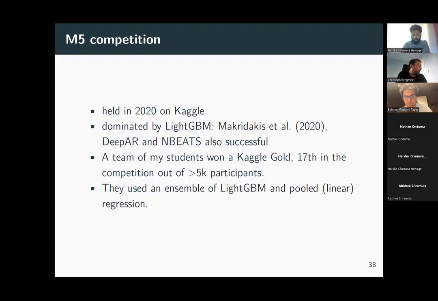As I said before, it's interesting that the temporal fusion transformer, TFT, was already around at that time. Nobody used it. With one of my students, I tried to use it. We couldn't get good results. A team of my students actually won 17th place out of over 5,000 participants. What they did was use an ensemble of a LightGBM and a pooled linear regression.